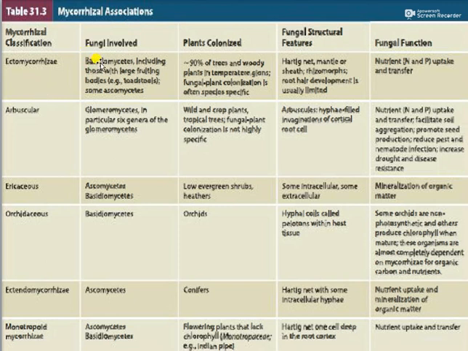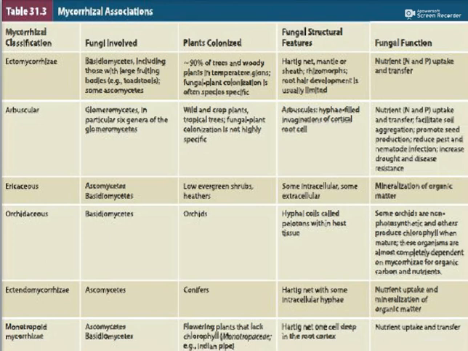So in every type of mycorrhizal association, different types of fungi have been found to be involved. If you have ectomycorrhizae, it's basidiomycetes which are involved, and sometimes ascomycetes can be associated. In arbuscular, you have glomeromycetes. These types of fungi are found to be associated. In Ericaceae, you have Ascomycetes and Basidiomycetes. In Orchidaceous, you have Basidiomycetes. In Ectendomycorrhiza, you have Ascomycetes. And in monotropoid mycorrhiza, you have Ascomycetes and Basidiomycetes.